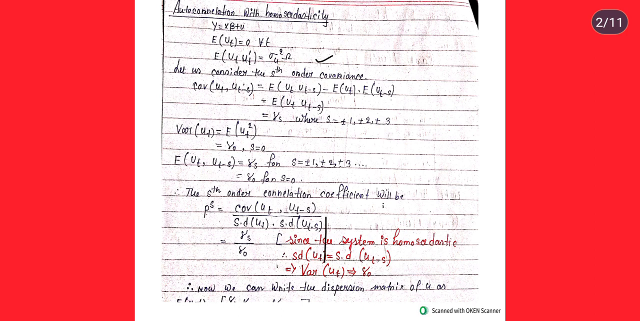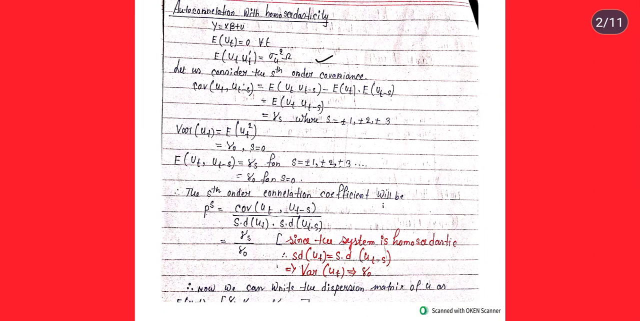Let us consider the sth order covariance, that is, covariance of ut and ut minus s is equal to expected value of ut minus expected value of ut, into ut minus s minus expected value of ut minus s, that is equal to expected value of ut ut minus s, equal to gamma subscript s, where s is equal to plus minus 1, plus minus 2, plus minus 3. So variance of ut is equal to expected value of ut square, and it is equal to gamma 0. Here s is equal to 0.